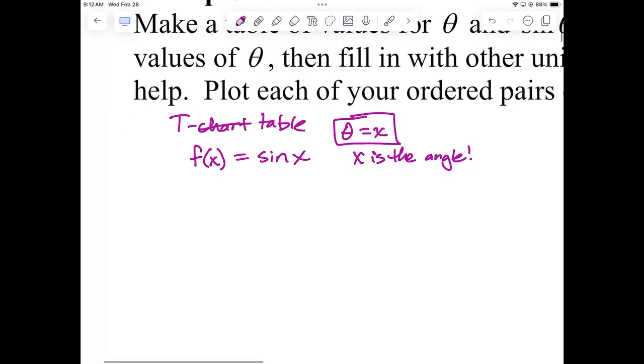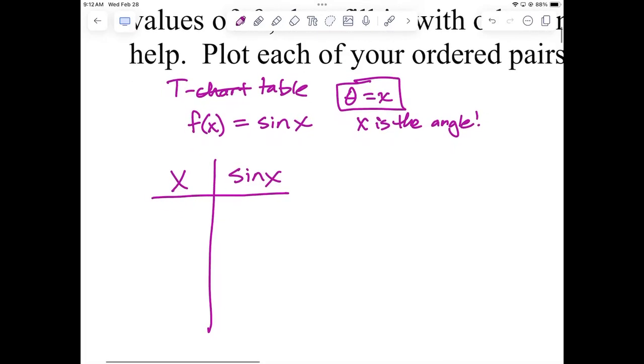So let's make a T-chart now, or T-table. We got x and sine of x. Let's just go once around the unit circle and see what happens. If I start at 0, what's sine of 0? This could prepare you for tomorrow's quiz. What's sine of 0?